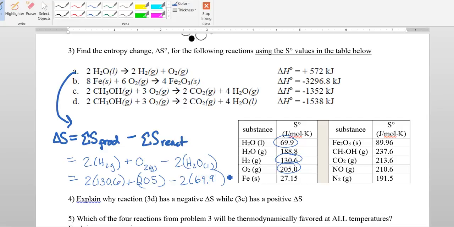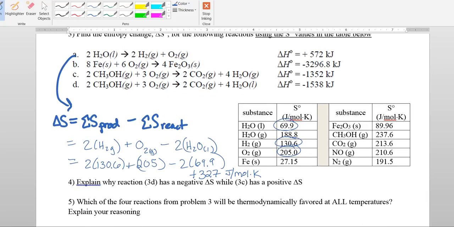And when you plug that in for A, you should end up with positive 327 joules per mole Kelvin. I'm only going to walk through one of these because the other examples are all the same, just with plugging in different numbers. So you want to be using this equation, products minus reactants. And when you do this, let me write down the delta. I'll actually write down the numbers you should get here.